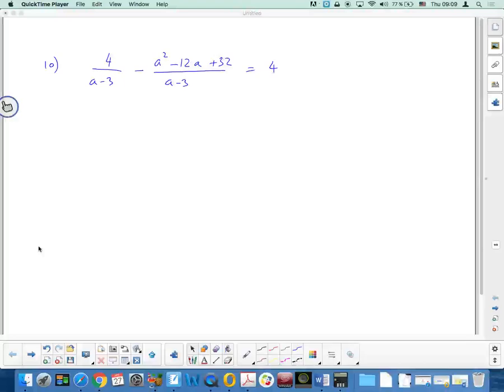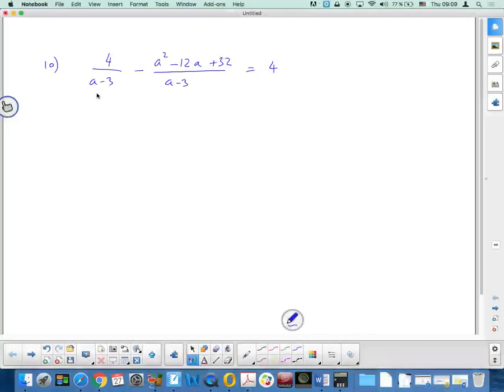And again, I'm focusing on that denominator. Now look, if you've got the same denominator in that question at the beginning, combine the top rows, make your life easier. You've already got a common denominator.